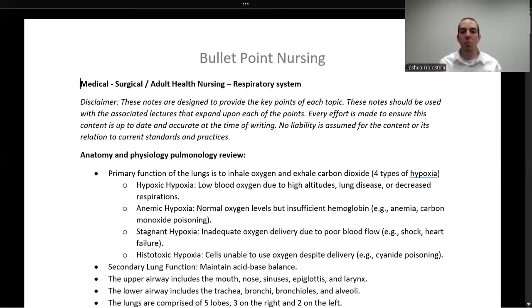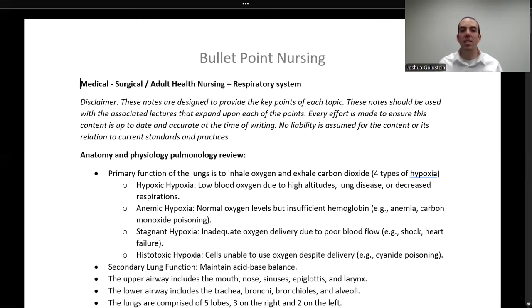Let's go through a few more A&P review points. First of all, the secondary function of the lungs is to maintain acid-base balance. There are three components of maintaining our acid-base balance. The respiratory system and the kidney systems are the two primary components. The kidneys are the main one, and the lungs are secondary. The next one is, let's go over the anatomy.